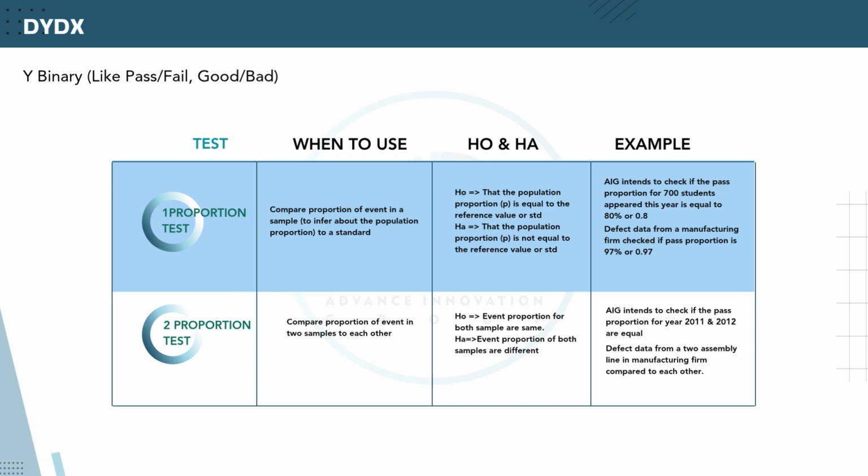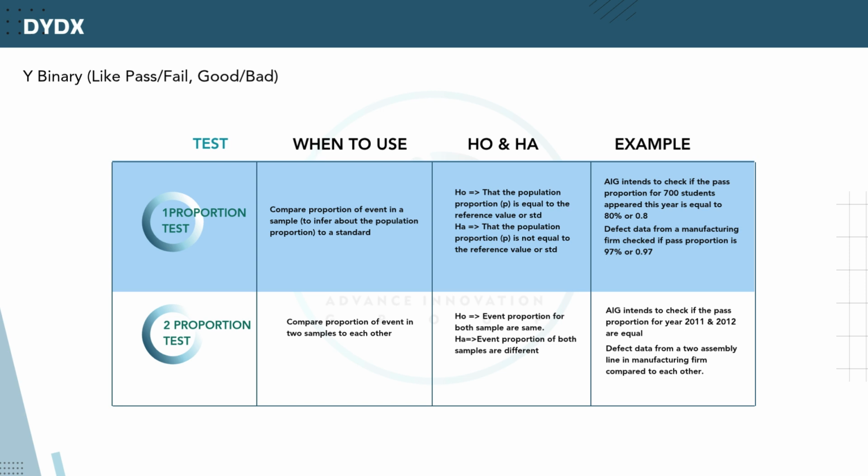Hypotheses. H0: population proportion is equal to the reference value. H1: population proportion is not equal to the reference value. Examples: an AIG wants to check if the pass rate for 700 students is 80%. A manufacturing firm checks if the defect-free rate is 97%.